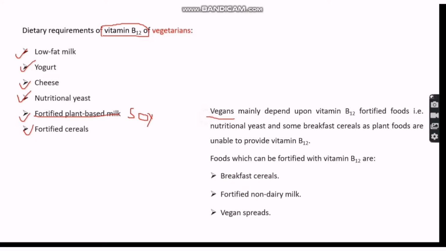How do vegans take vitamin B12? Vegans mainly have to depend on fortified food, supplements, as well as nutritional yeast and some breakfast cereals that are plant based. So foods fortified with vitamin B12 and consumed by vegans are breakfast cereal, fortified non-dairy milk, and vegan spreads.